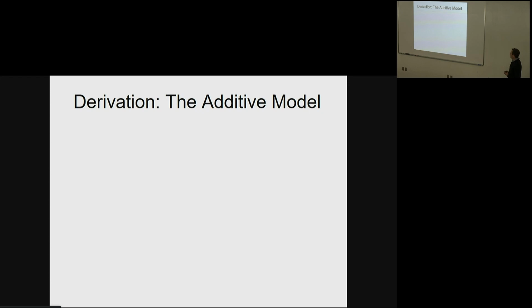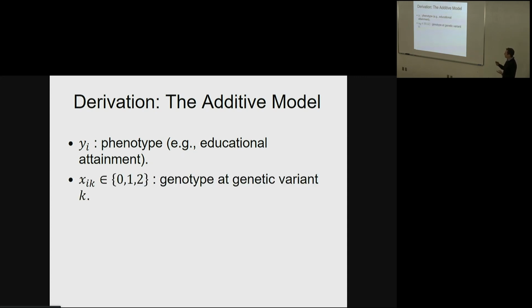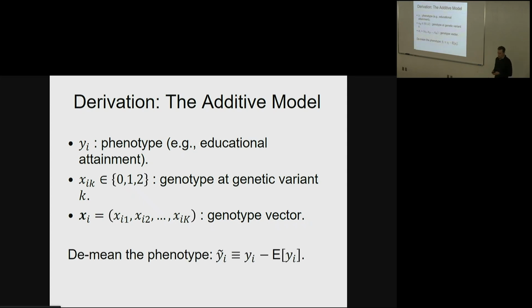Okay, so where does the additive model come from? It's actually very simple. We have some data. Imagine an infinite data set, a population where we have data on individuals' phenotypes. We have, for each individual, their genotype at a bunch of locations that I'm indexing by K. And we can collect that together into a genotype vector for each individual. And I'm just going to work with demeaned phenotypes to keep the notation simpler, so I'm going to denote that by y tilde.